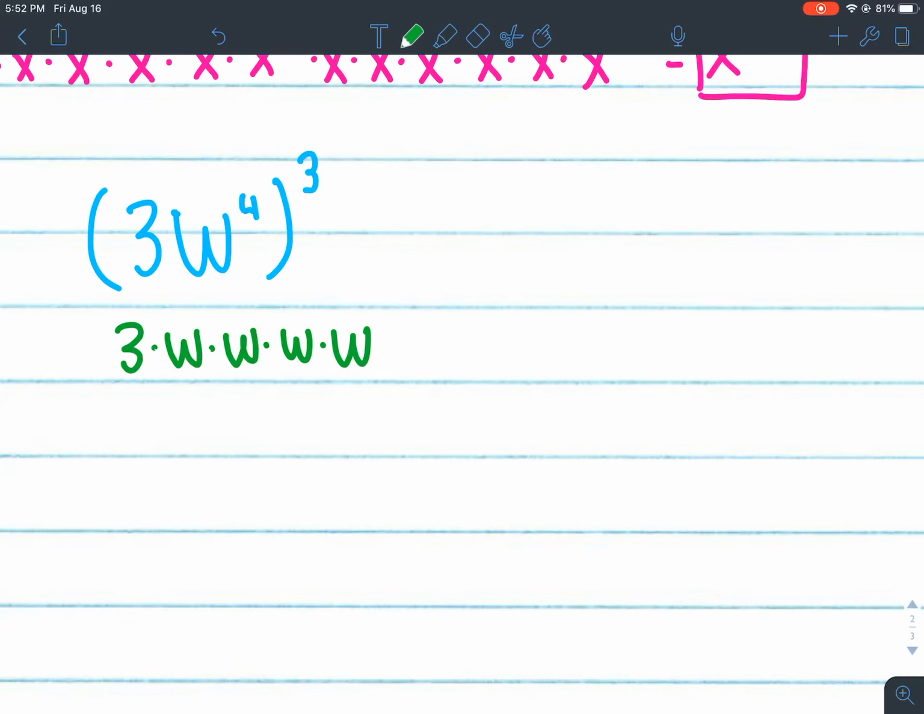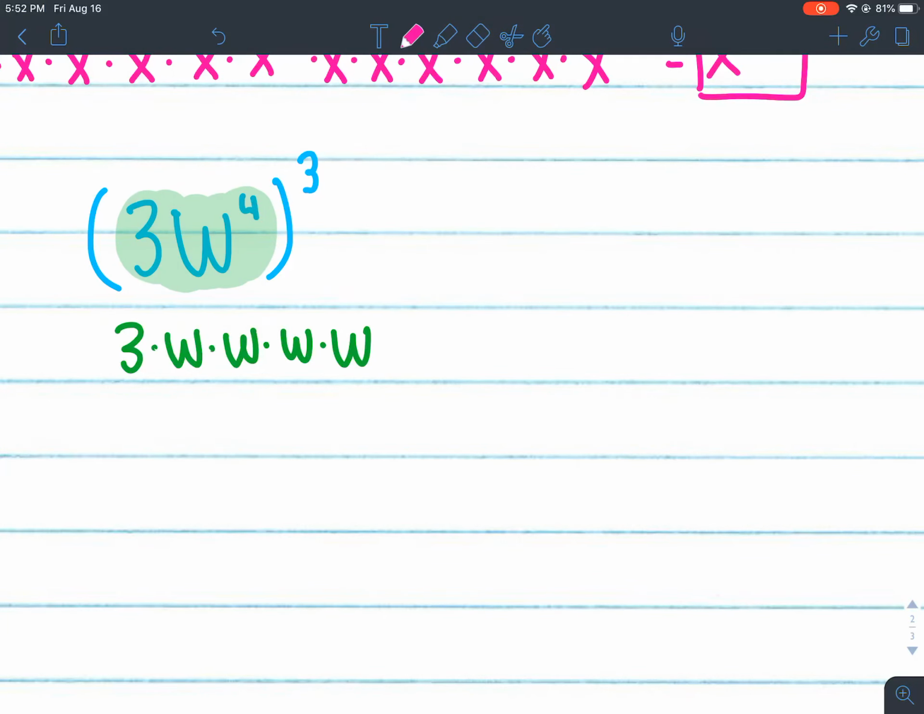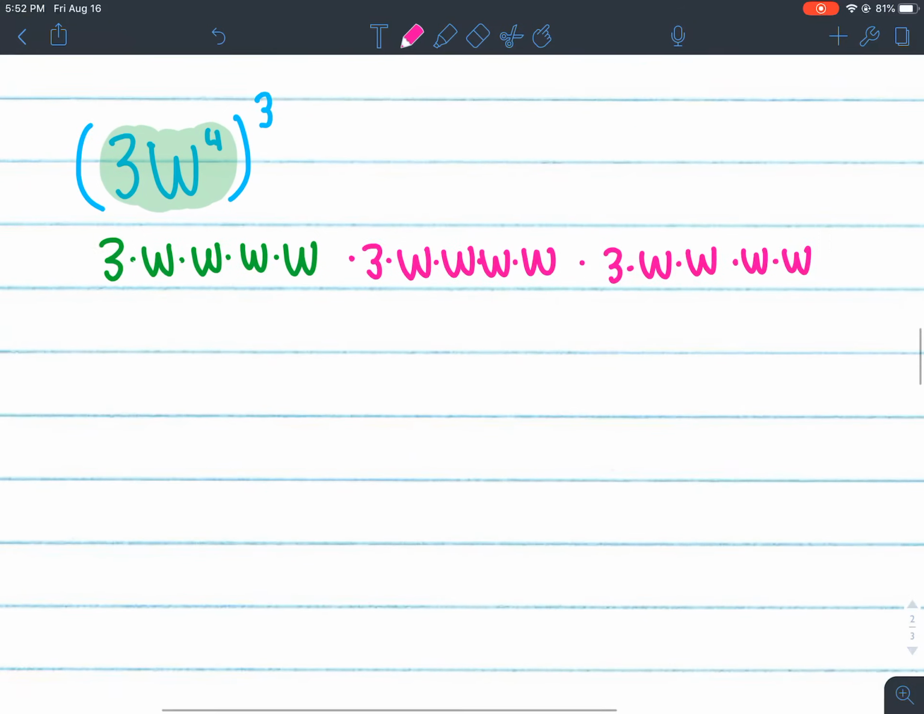Okay, and then it also says I have it to the 3rd power. So I'll show you that I took this and expanded it out. And now it's saying that I have this many houses. I have 3 houses, so I need to have 3 of these. So I'm going to multiply some more here. So I have 3w to the 4th, 3 times. I have 3 of those.